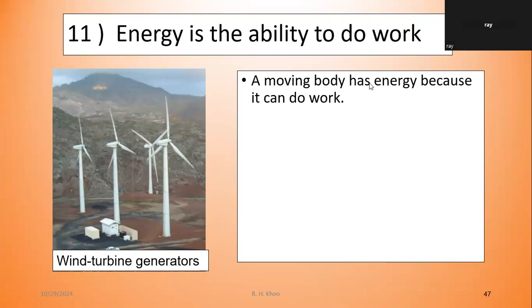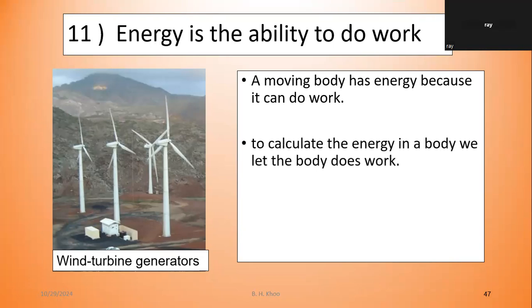Okay, in 10 minutes' time we will end, in case we get cut off. A moving body has energy because it can do work. To calculate the energy in a body, we let the body do work. Right? Just like the body has kinetic energy, we let it do work, which we're going to do in a while. Right? So energy equals work done.